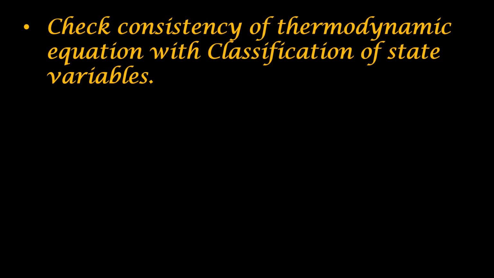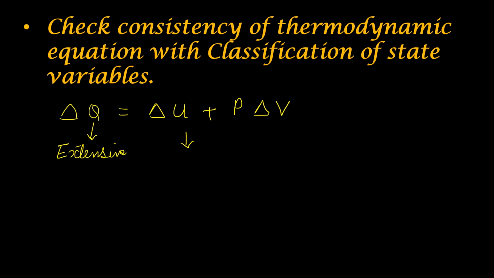Now let us check the consistency of the thermodynamic equation with the classification of state variables. What is the thermodynamic equation? Delta Q is equal to delta U plus P delta V. Q is quantity of heat, so it is an extensive function. That is, an extensive state variable. U is internal energy. It is also an extensive state function.